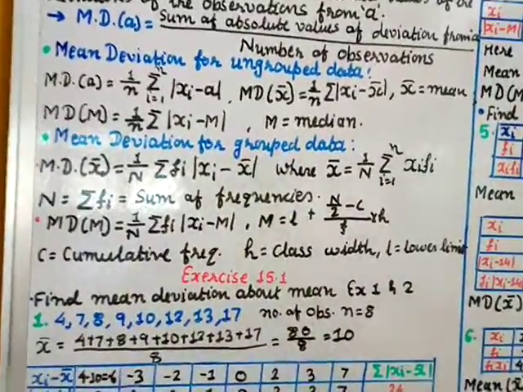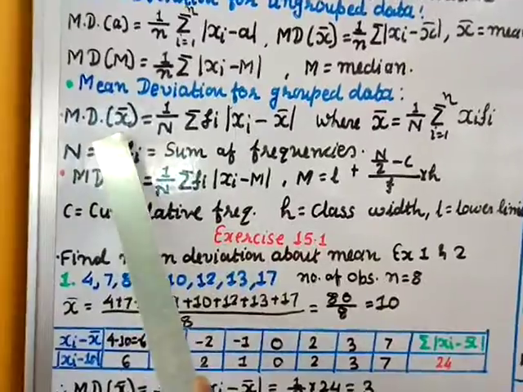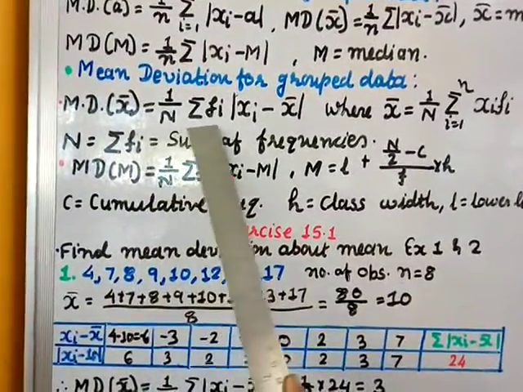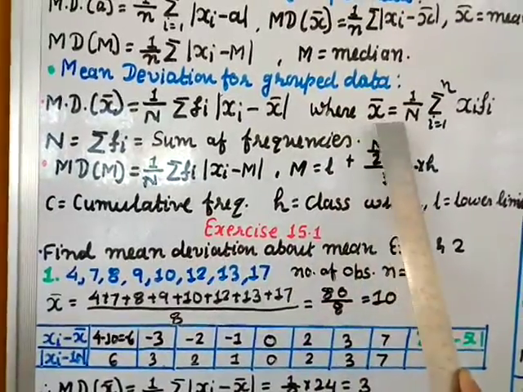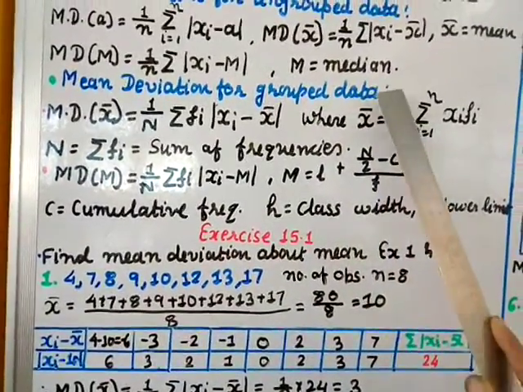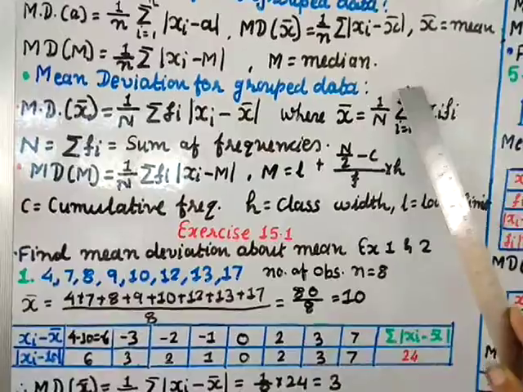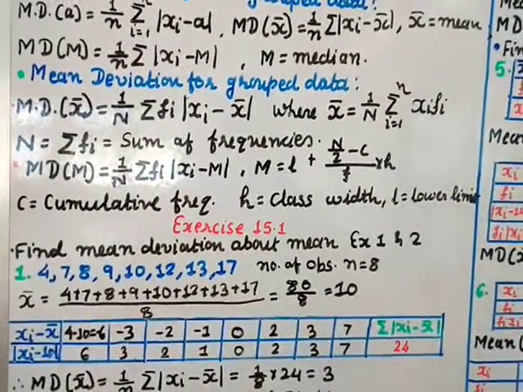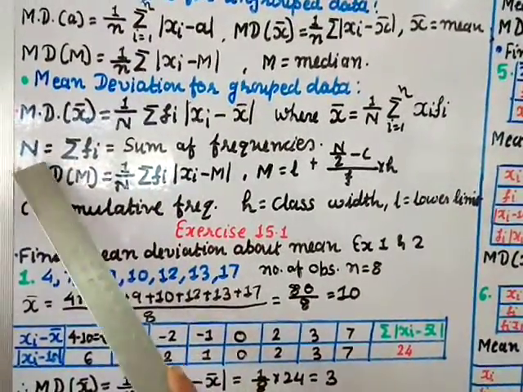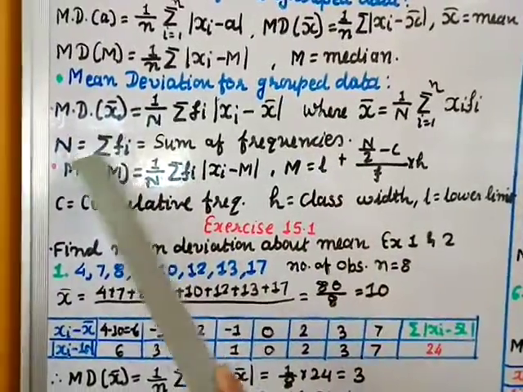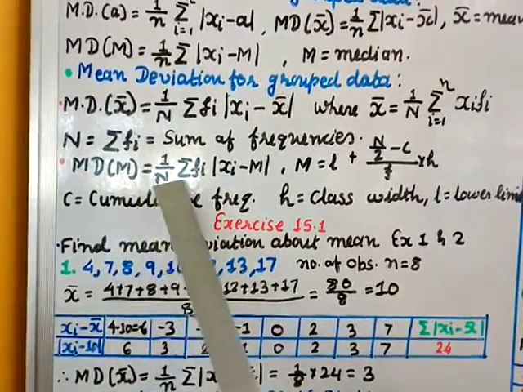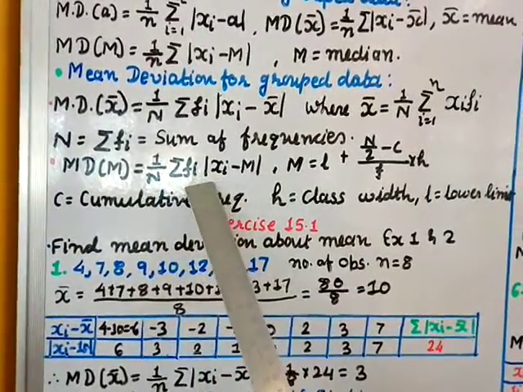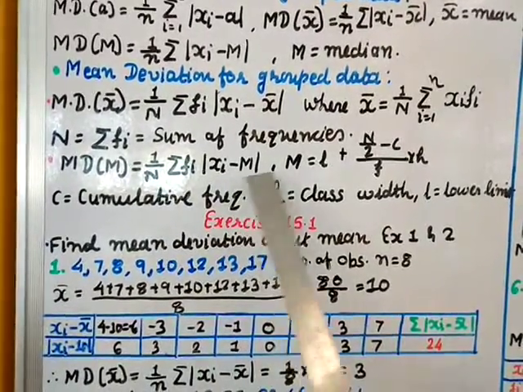Mean deviation for grouped data. Mean deviation about x bar equals 1 by n sigma fi modulus of xi minus x bar, where x bar is the mean given as 1 by n sigma i equal to 1 to n xi fi. fi is the frequency and capital N is the sum of the frequencies, sigma fi. Mean deviation about the median equals 1 by n sigma fi modulus of xi minus M, where M is the median.